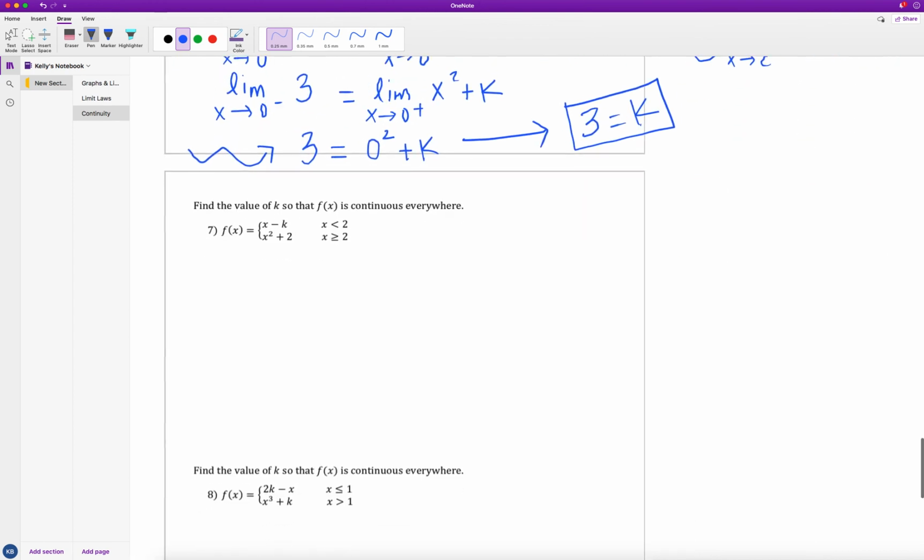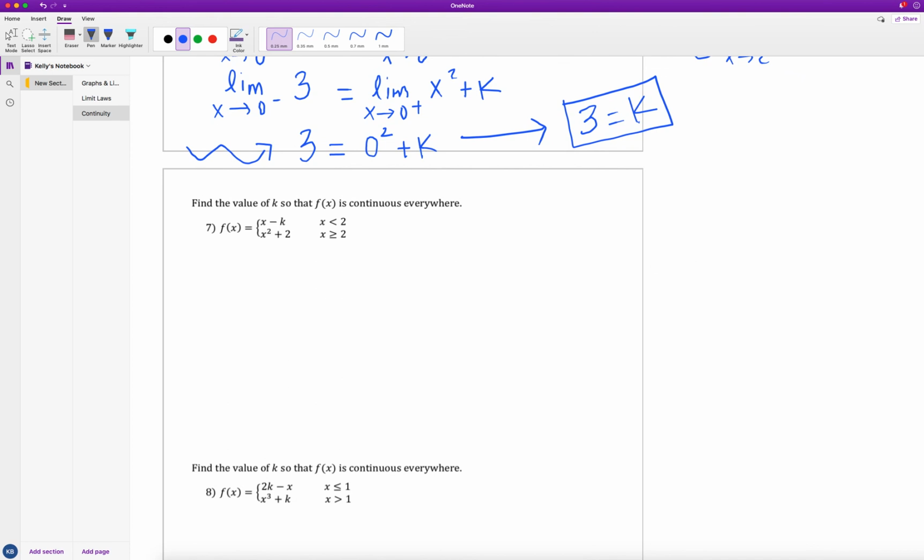Okay, example 7. Why don't you try example 7 on your own first, and then we can check it. Example 7 says find the value of k so that f of x is continuous everywhere, where f of x is equal to x minus k if x is less than 2, and f of x is equal to x squared plus 2 if x is greater than or equal to 2. So, same type of problem we had before.